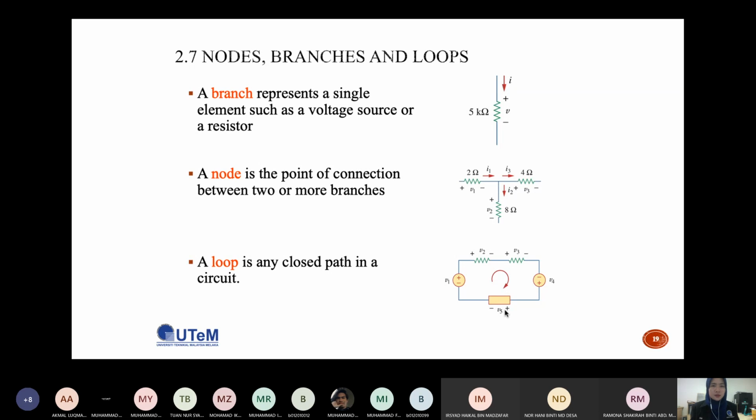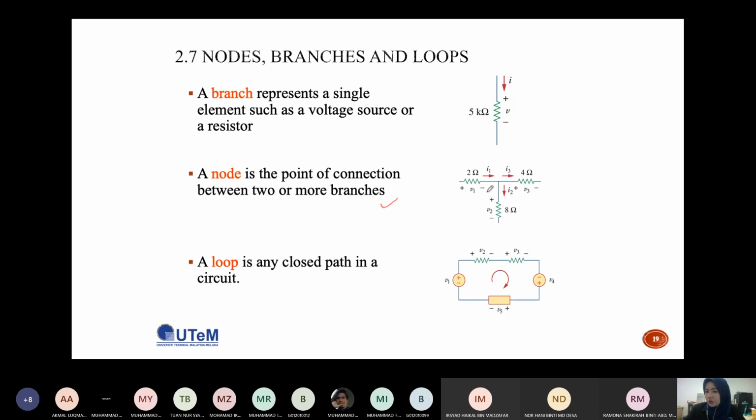Okay. So what is the difference between nodes, branches, and loops? In a circuit, you will always have these nodes, branches, and also loops. A branch represents a single element, such as a voltage source or resistor. So if you have wires with a single element like this, only one element, one resistor, then we call this a branch.